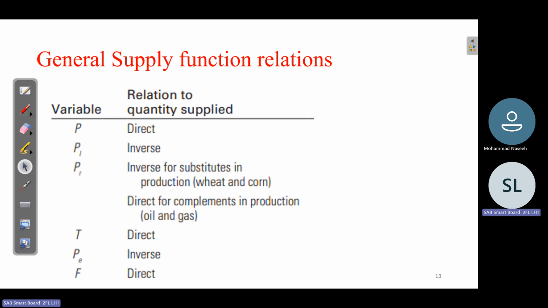Because on the consumer side, substitutes have a positive relationship. Clear? Clear. Clear.